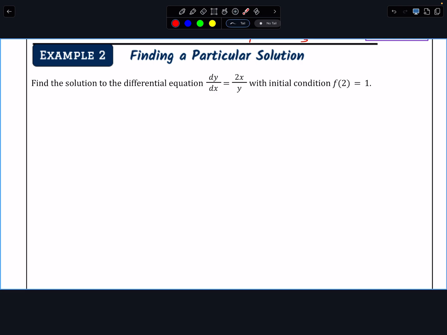All right, example 2. Find the solution y is equal to f of x to the differential equation dy/dx is equal to 2x over y with initial condition f of 2 is equal to 1.